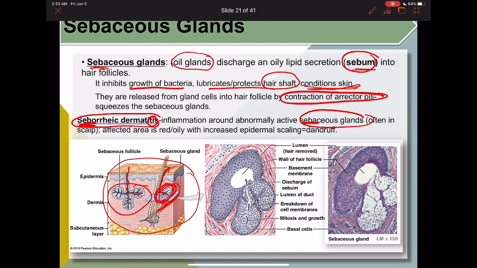And the affected area will get really red, inflamed, oily, and you will usually end up with lots of epidermal scaling, which is why people with seborrheic dermatitis usually end up with a lot of dandruff, or sheets and small little pieces of skin cells scratched off their scalp, because of all that oil that's abnormally being produced on their scalp. Okay.